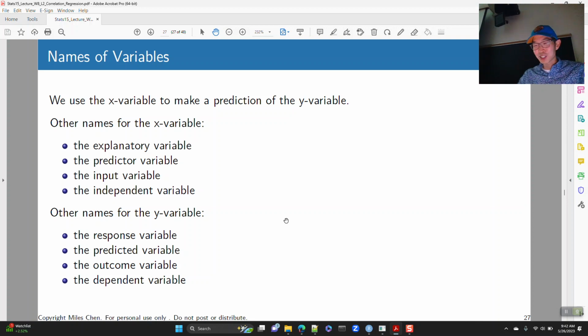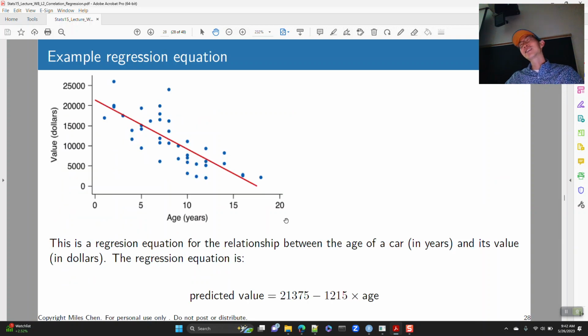And you come across different tutorials, you come across different things. You're going to see different language there. Okay. Here's an example of a linear regression equation that we might get, right?